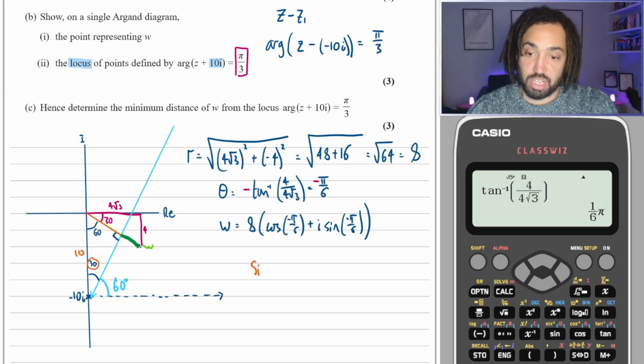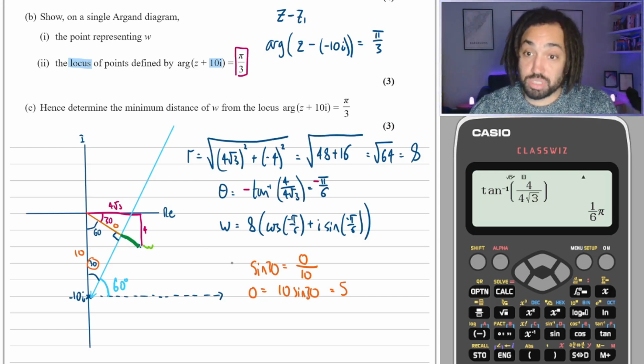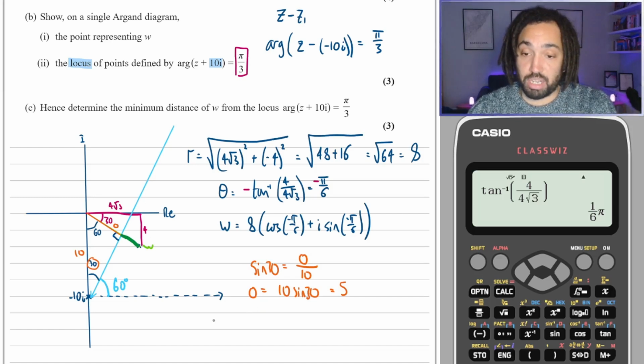So I can say that sine of 30 is equal to the opposite O over the hypotenuse, which is 10. So the bit which I'm looking for is 10 sine 30. And of course sine of 30 is a half, so therefore I'm looking at 5. So that opposite here, let's call that the orange O, is 5. So the dark green bit, which is the perpendicular distance from W to the argument line, which is the shortest distance from W to the argument line, is equal to 8 minus 5.